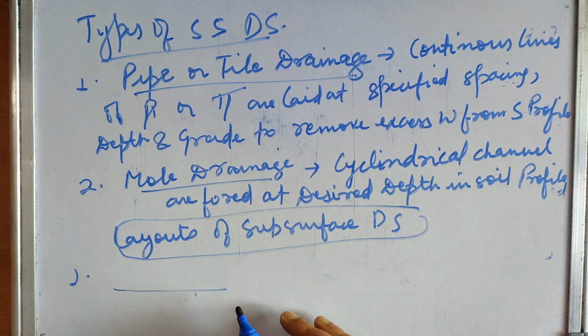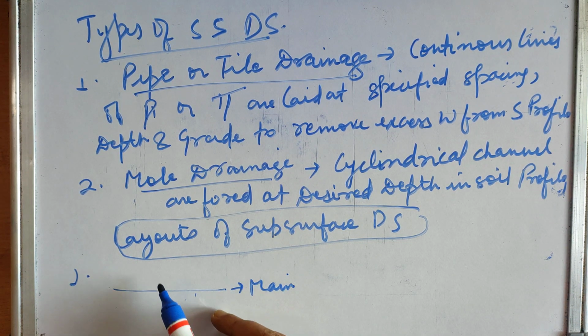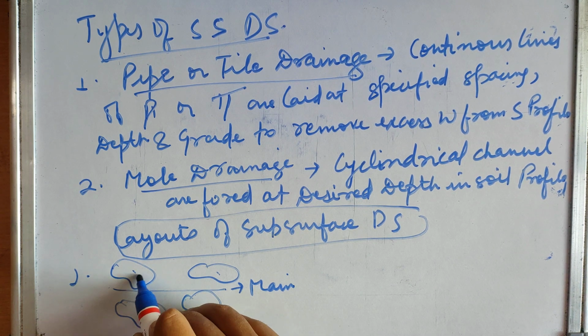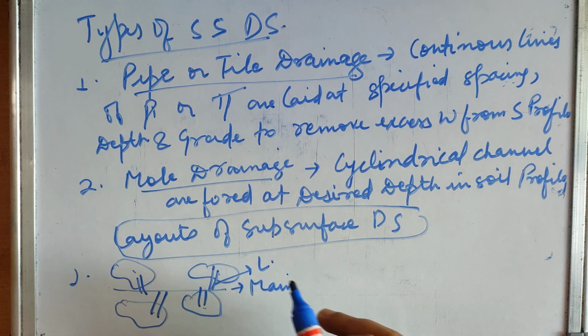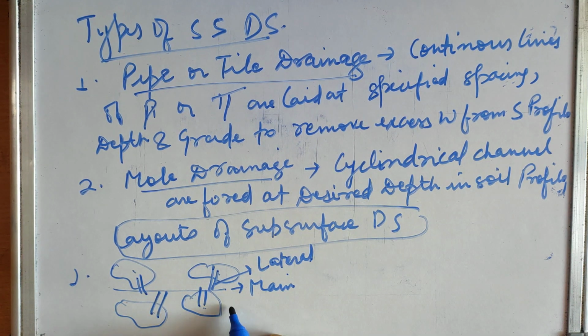This is, suppose, the main line, and we suppose here the areas are waterlogged. These areas have bad drainage. So what will I do? Lateral lines will be directly inserted into those main lines. These are lateral lines. So this is the random system.